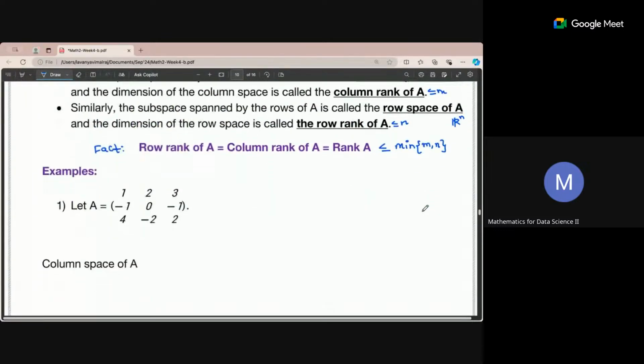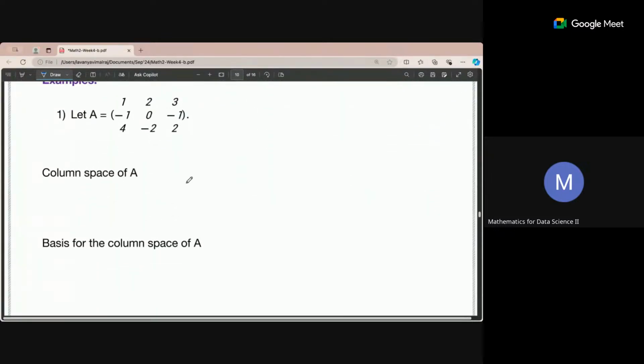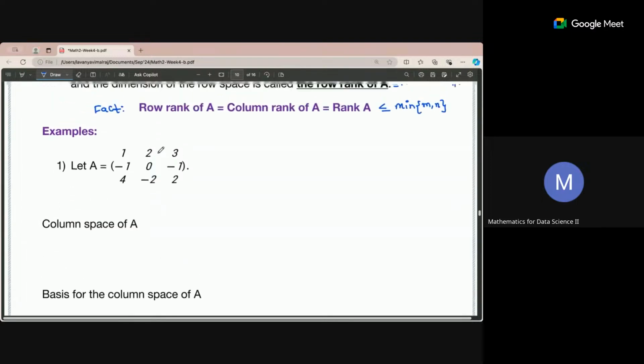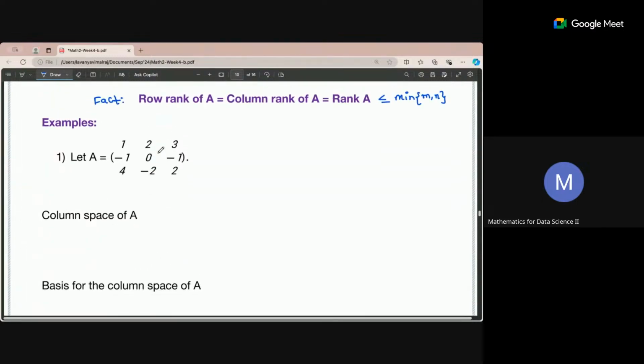Okay, so now we are going to find the column space of A. So what is the column space of A? It is the span of the three columns.